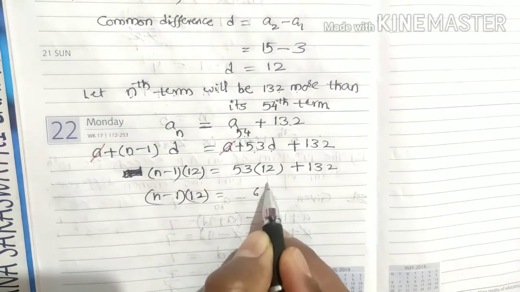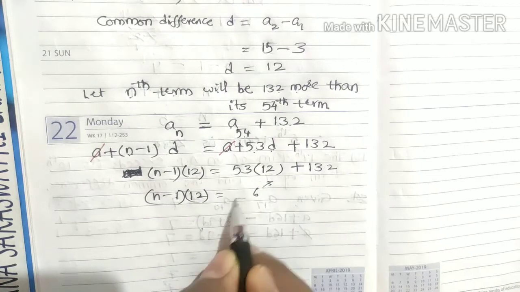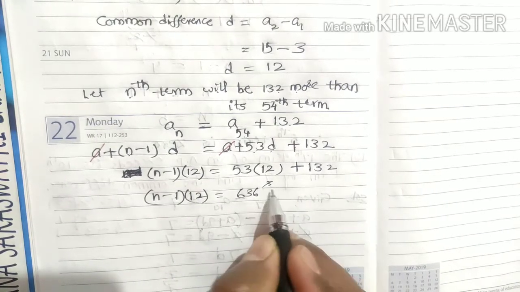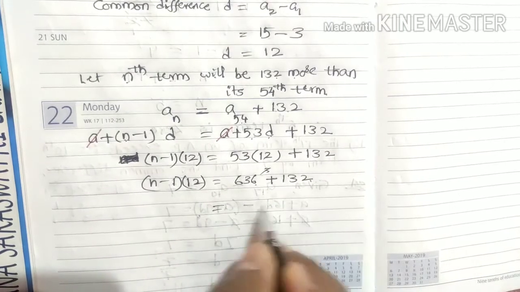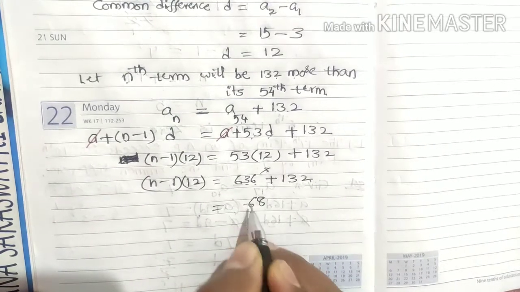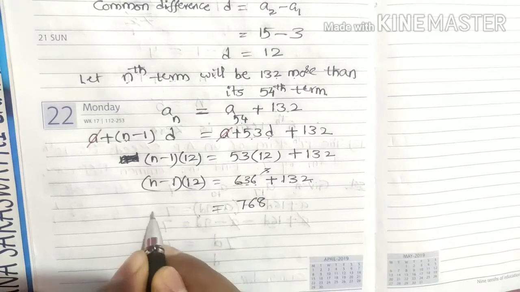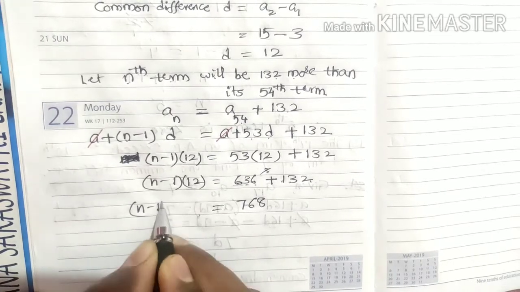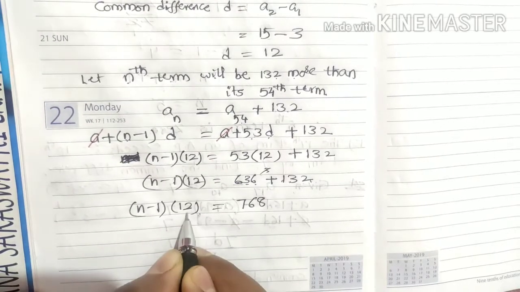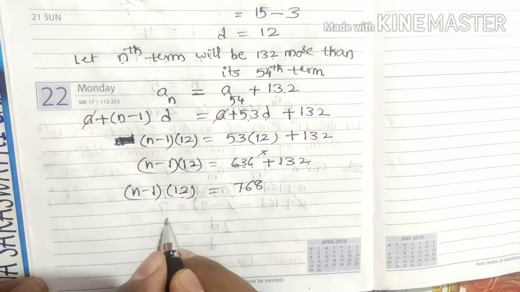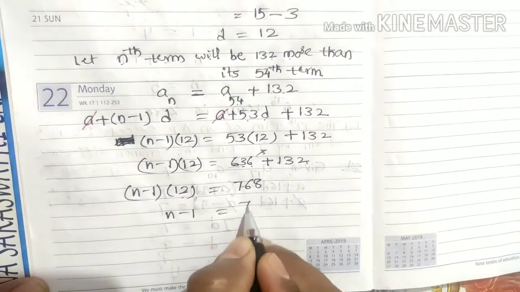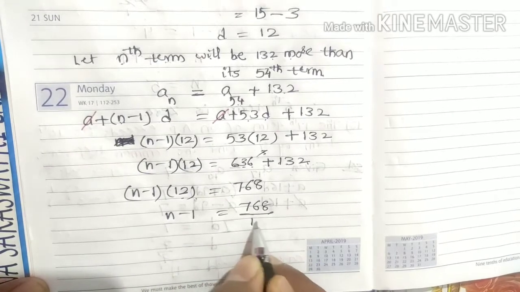12 3s are 36, 12 5s are 60 plus 3, 63, 636 plus 132. 6 plus 2, 8, 3 plus 3, 6, 6 plus 1, 7, which is nothing but n minus 1 into 12. 12 is multiplying. If you transpose to RHS, it will divide: 768. N minus 1 equal to 768 divided by 12.